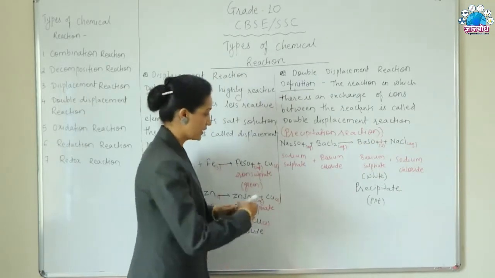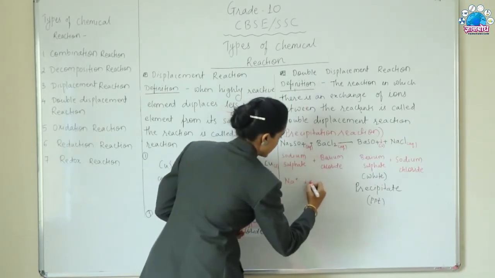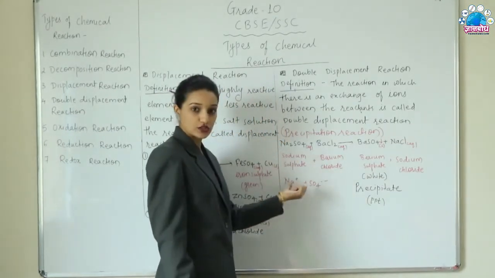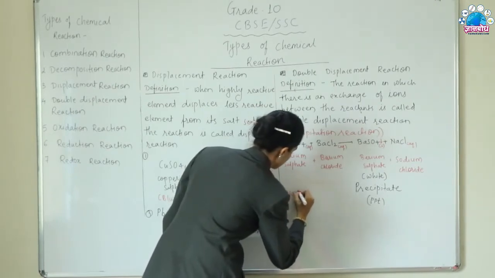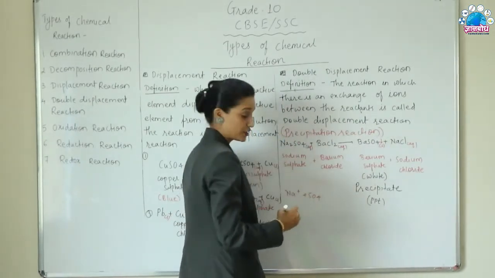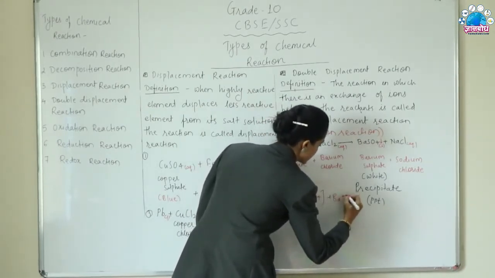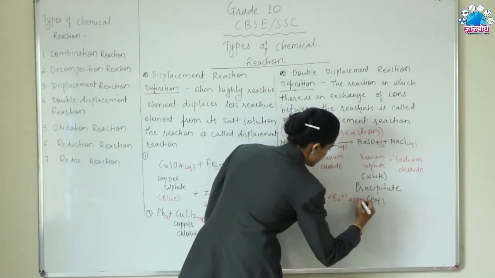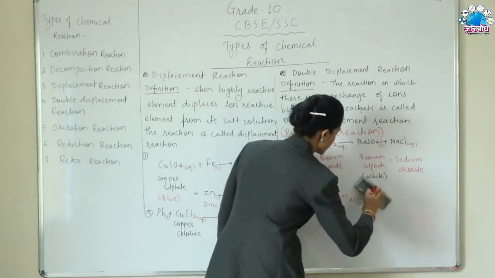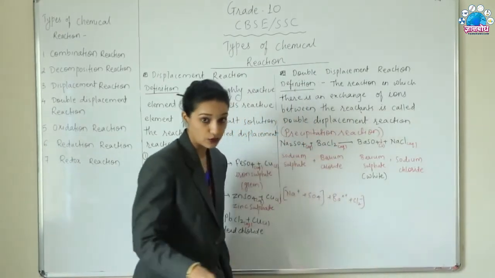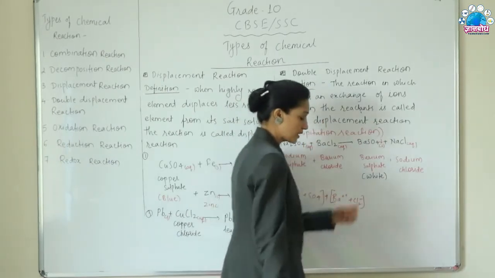Now what actually is happening here? In aqueous solution, sodium sulfate will dissociate into Na+ and SO4 2-. Similarly, barium chloride dissociates into Ba2+ and 2Cl-. Salts will dissociate into their constituent ionic forms as they are ionic compounds.